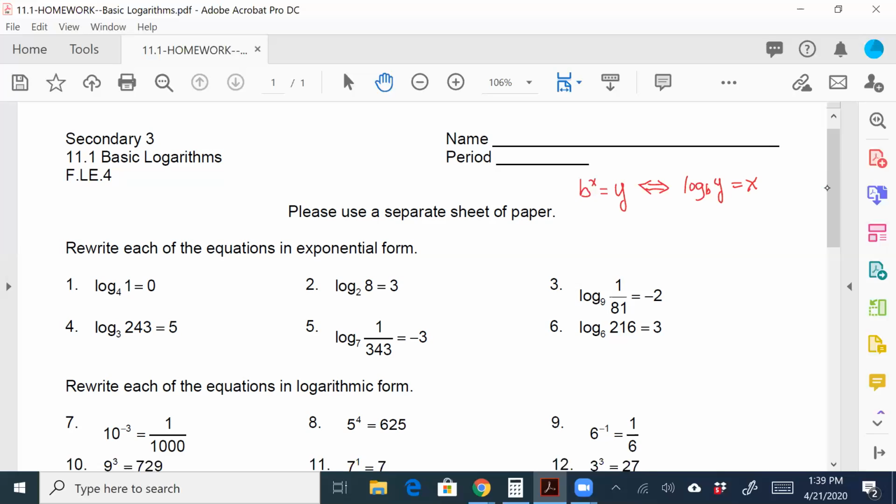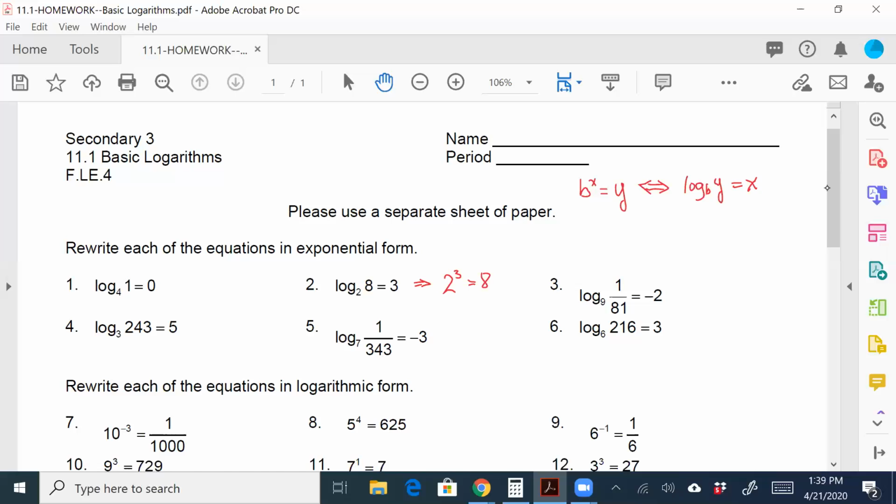So if we look at number 2, for example, log base 2 of 8 equals 3 implies that 2 raised to the third power equals 8. And we know that's true because 2 times 2 times 2 equals 8.